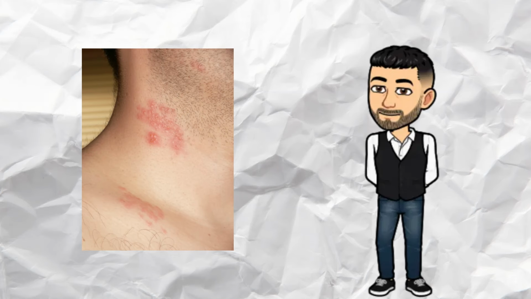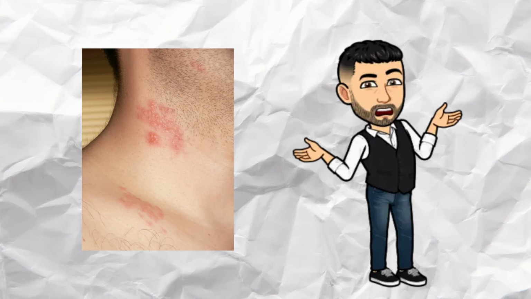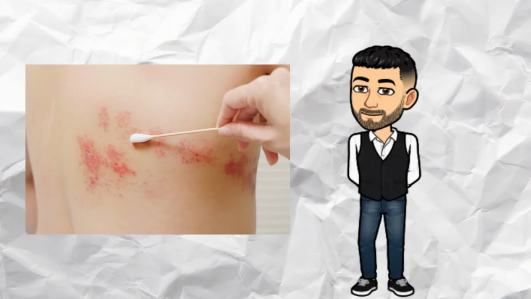Reactivation of the chickenpox virus in the body causes a painful rash. Anyone who has had chickenpox can develop shingles. It is not known what reactivates the virus. Shingles causes a painful rash that may appear as a stripe of blisters on the trunk. The pain may persist even after the rash disappears. This is called postherpetic neuralgia.